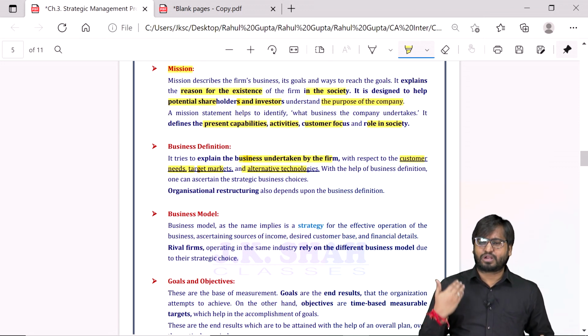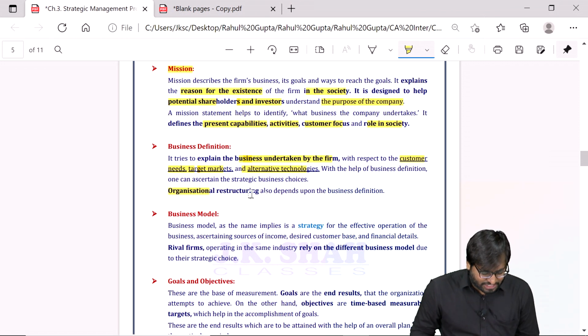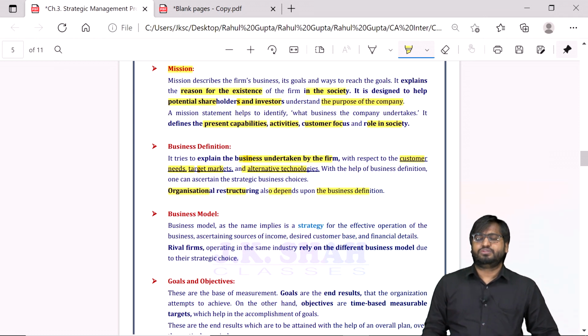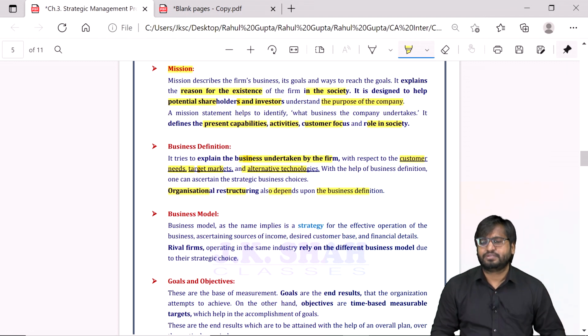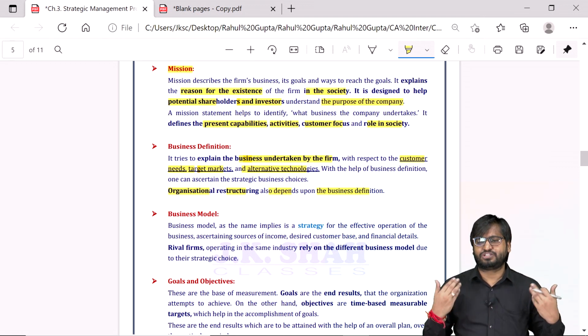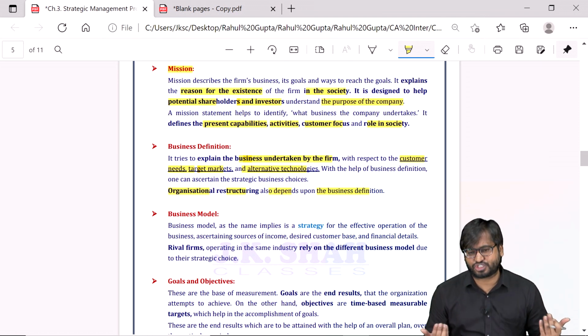We will study more about this in chapter number 7. So organizational restructuring also depends upon the business definition. So if you had 2 businesses earlier, you had 2 divisions. Now you are starting off with a 3rd business, so you will have a 3rd division. So as the organization increases its business and redefines its business, it will have to change its structure also.